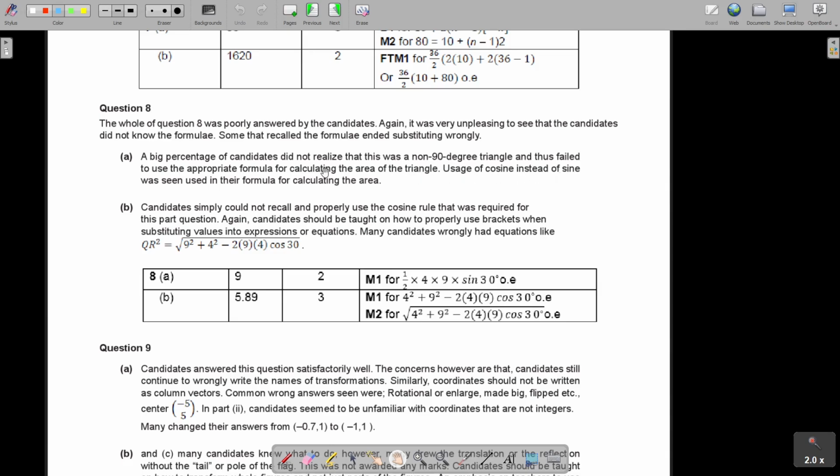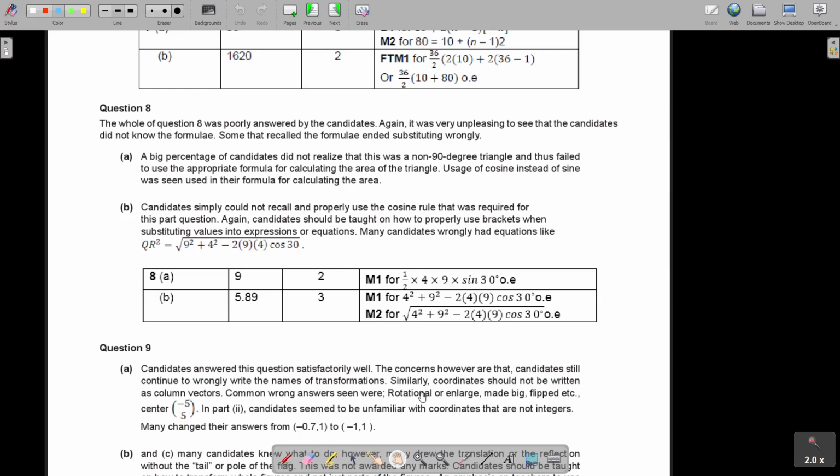Usage of cosine instead of sine was used in their formula for calculating. So area takes the sin, although the information is like the cosine. And then in part B, candidates simply could not recall and properly use the cosine rule that was required for the part of this question. Again, candidates should be taught how to properly use brackets when substituting values into expressions or equations. Many candidates wrongly had equations like this.